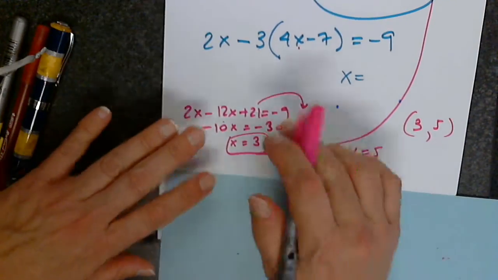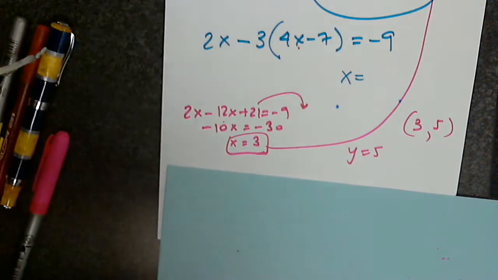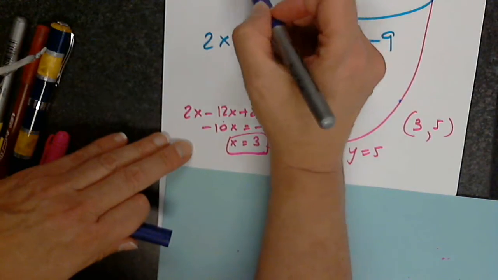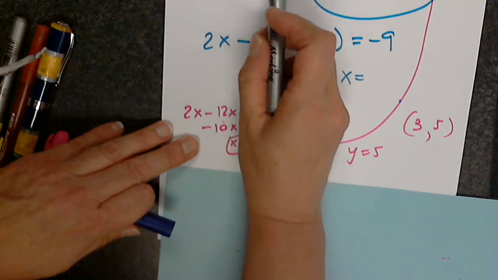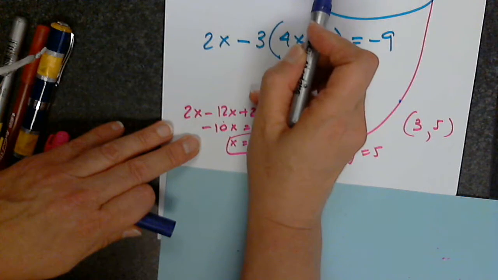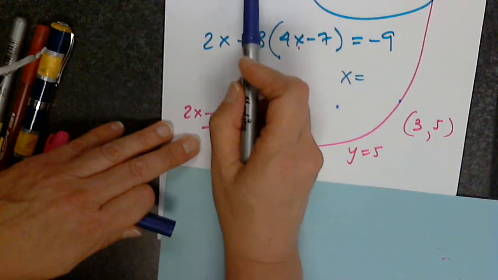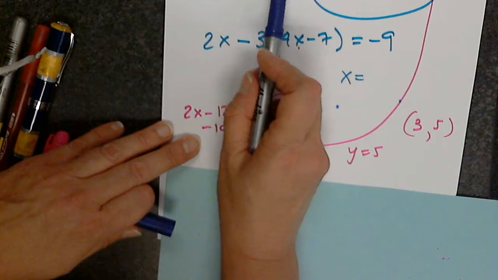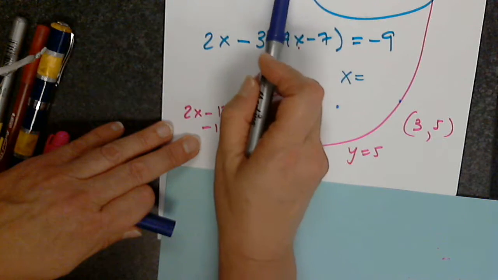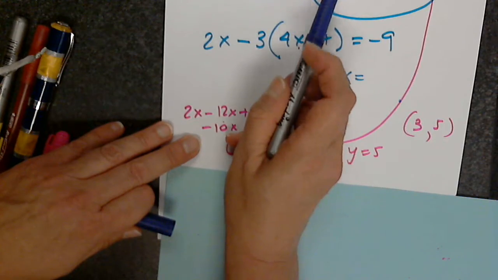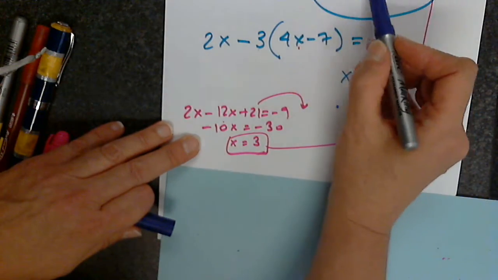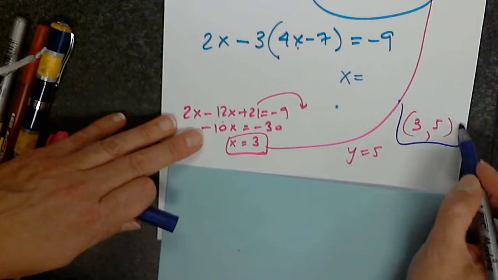Okay? So let's go back to the original problem. I replace x by 3 and y by 5. Let's check, please. 4 times 3 is 12. 12 minus 5 is 7. Check. 2 times 3 is 6. -3 times 5 is -15. Is 6 minus 15 -9? Yes.